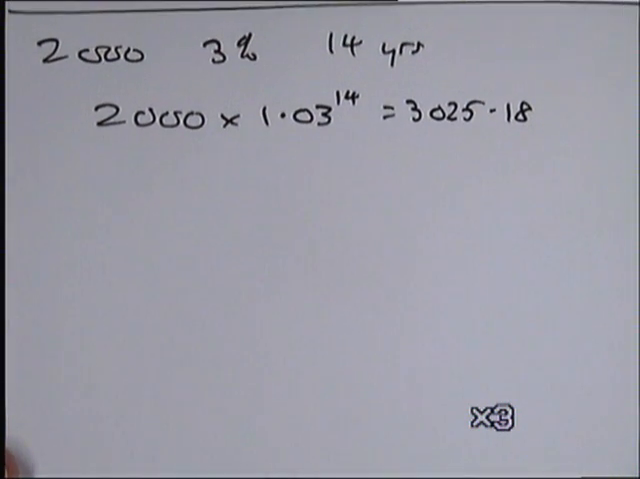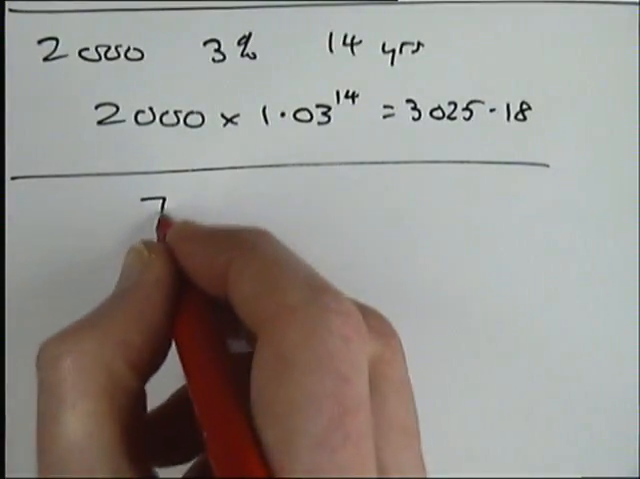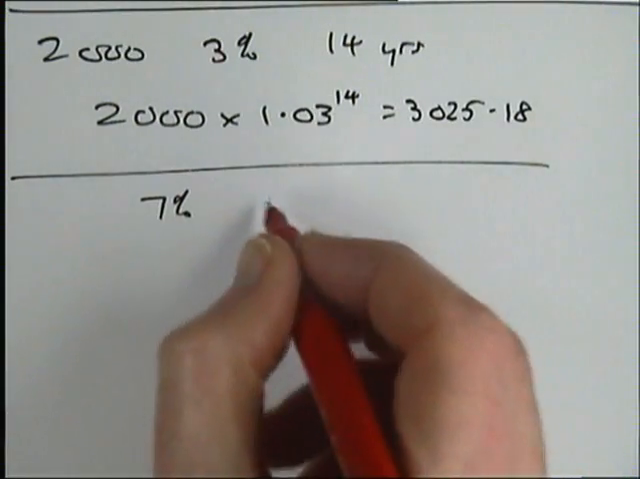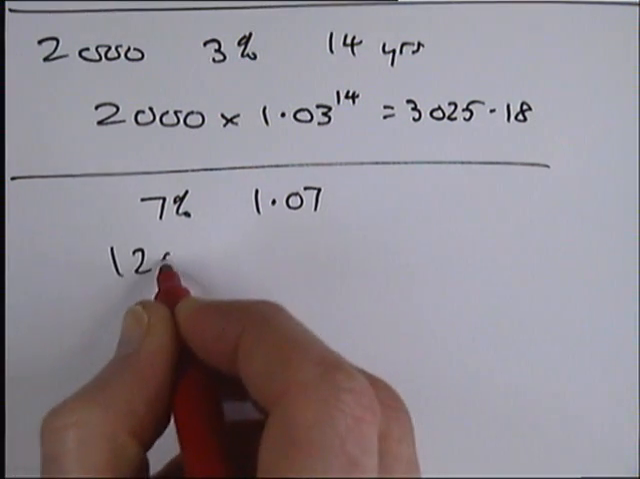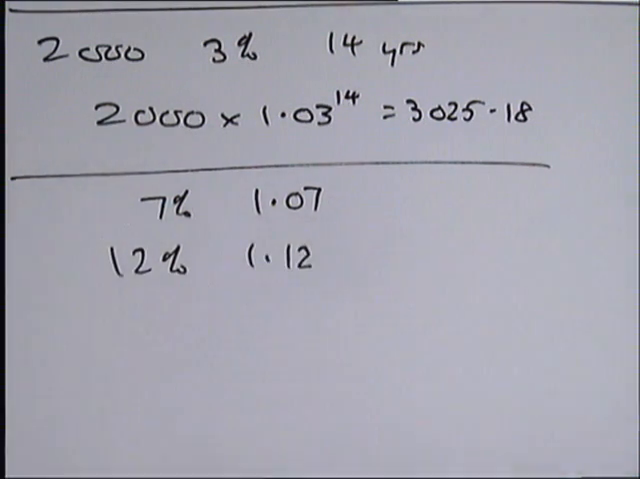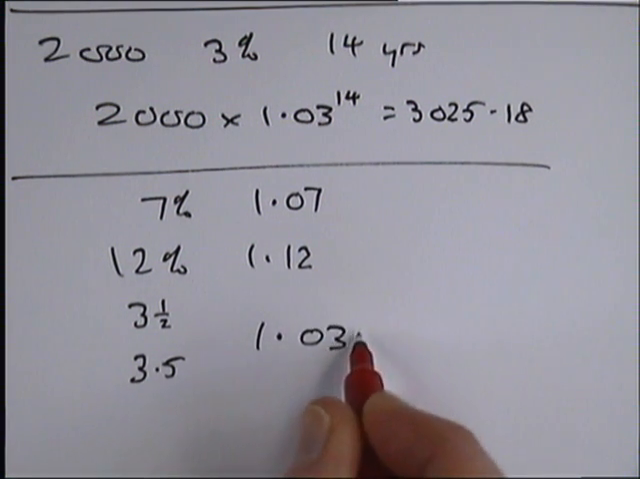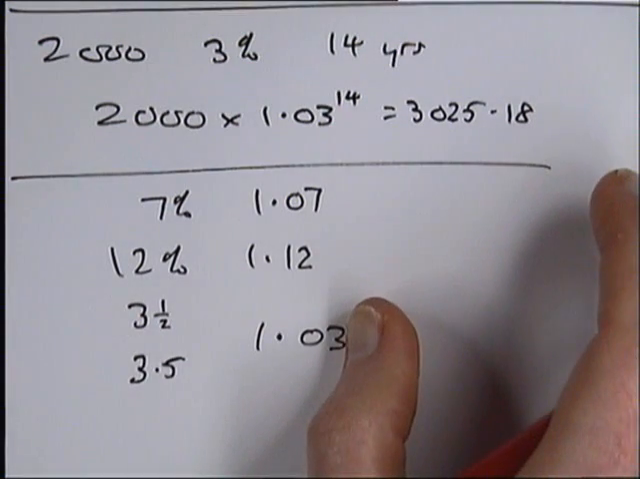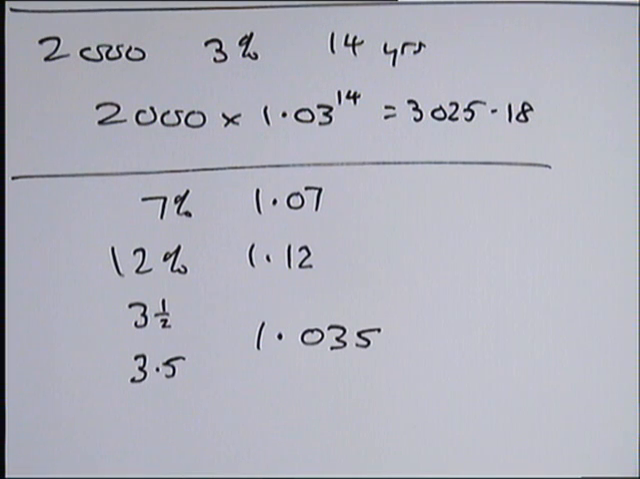So the tricky bit here is just getting this decimal number correct. If you were investing at 7%, the decimal number you would use would be 1.07. If you're investing at 12%, it would be 1.12. If you're investing at 3.5%, remember 3.5 is a decimal, that would be 1.035. Remember, 1.03 was 3%, so 3.5%, 1.035.